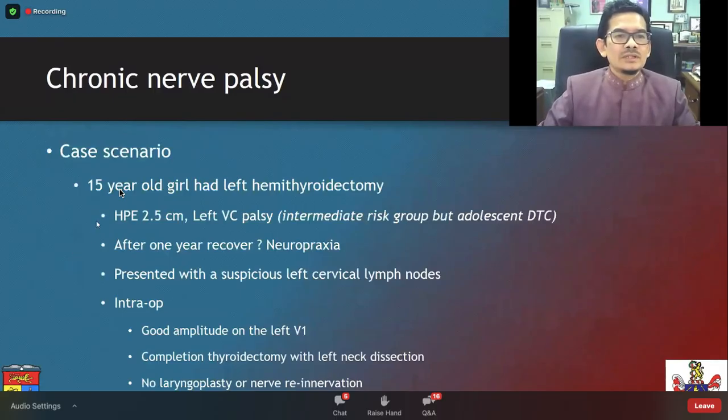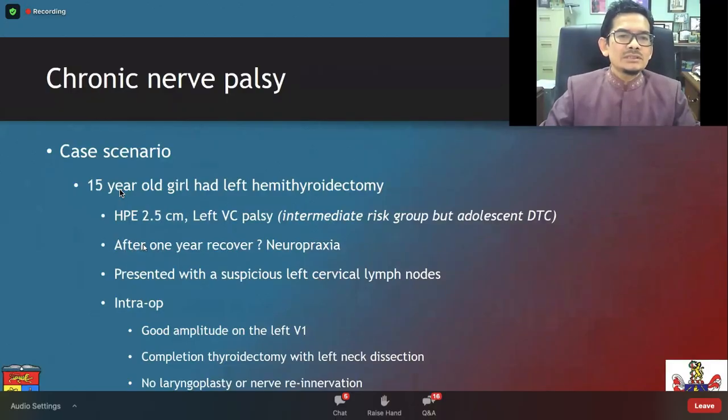Just to share with you a few case scenarios. First case scenario: a 15-year-old girl who had a left lobectomy, and the histopathology came back as papillary cancer, 2.5 centimeters, and the patient had left vocal palsy. According to the surgeon, the nerve was intact, but the function became faulty. So this girl belongs to the intermediate risk group, but this is adolescent differentiated cancer. So we should be aggressive in treating the patient with total thyroidectomy and possible dissection.